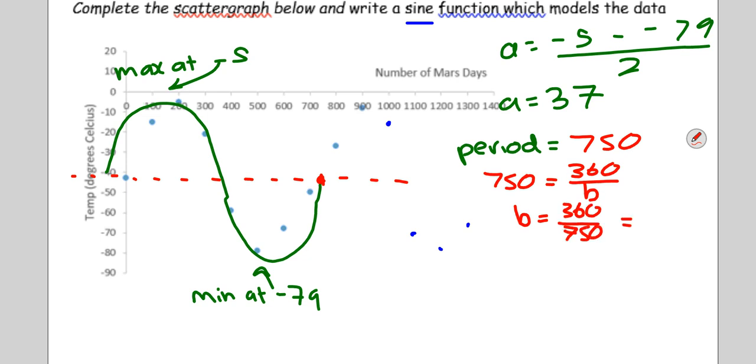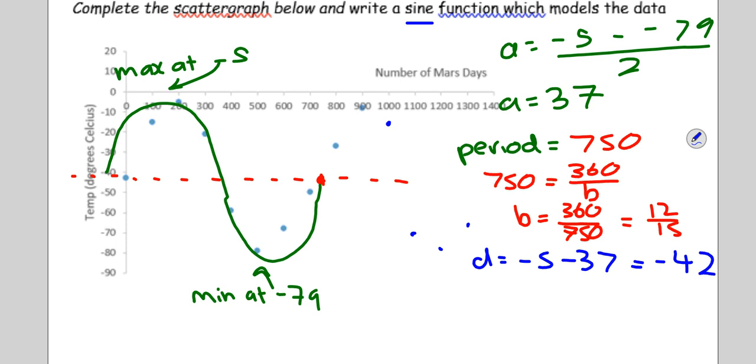And that simplified is 36 over 75, 12 over 15, or 0.48 if you want to just do 0.48. So 12 over 15 if you want a fraction. The principal axis is roughly halfway between -5 and -79. You work out 37, the difference. -5 take away the amplitude gives you about -42.